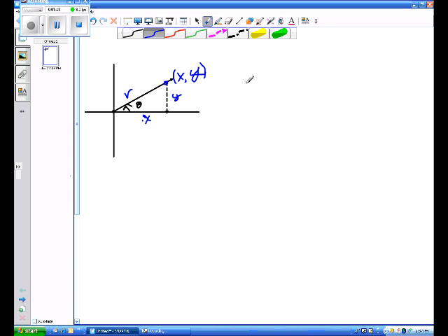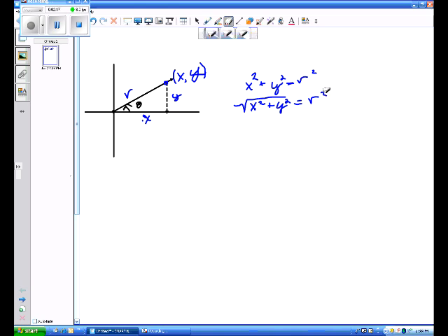And we know that x squared plus y squared equals r squared. Now usually when we write the distance formula, we write that r is equal to the square root of x squared plus y squared. So let's simply take the square root of both sides. So the square root of x squared plus y squared is equal to r. And so this is our formula then for finding r.